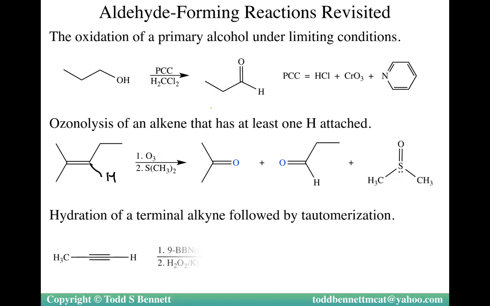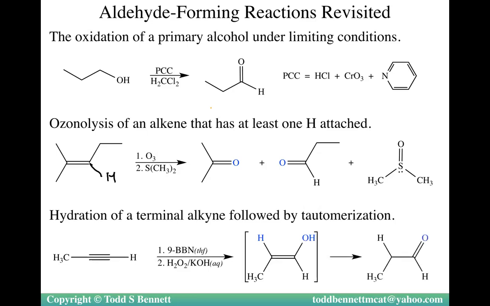And then we learned a method in the alkyne chapter. That was taking a terminal alkyne and using a very bulky boron species to add in an anti-Markovnikov fashion, where you put an OH on the terminal carbon and the H on the neighboring carbon. We end up with what's known as an enol, OH on the alkene, and that can tautomerize into an aldehyde.